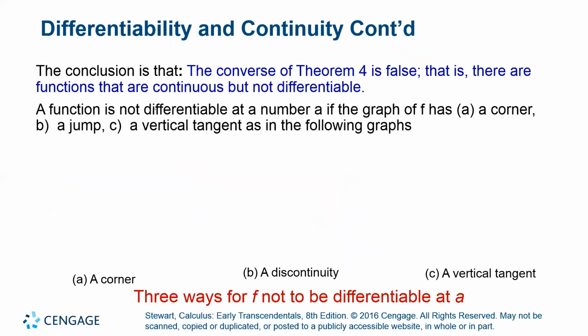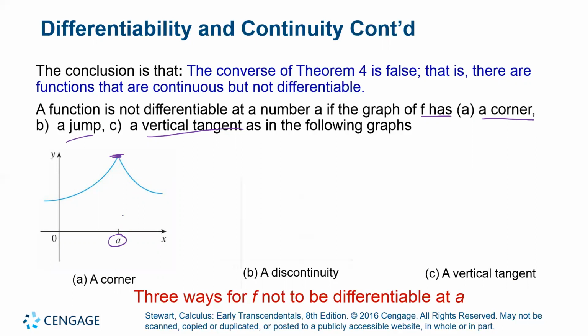So a function is not differentiable at a number if the graph of f has the following: it has a corner, it has a jump, or it has a vertical tangent, as we see in the following graphs. As you can see here at A, what's the tangent to that? It doesn't make sense. So we say that the function is not differentiable at A.